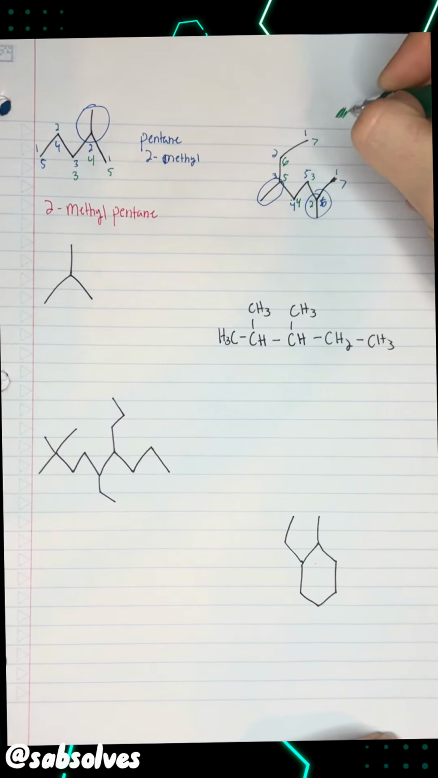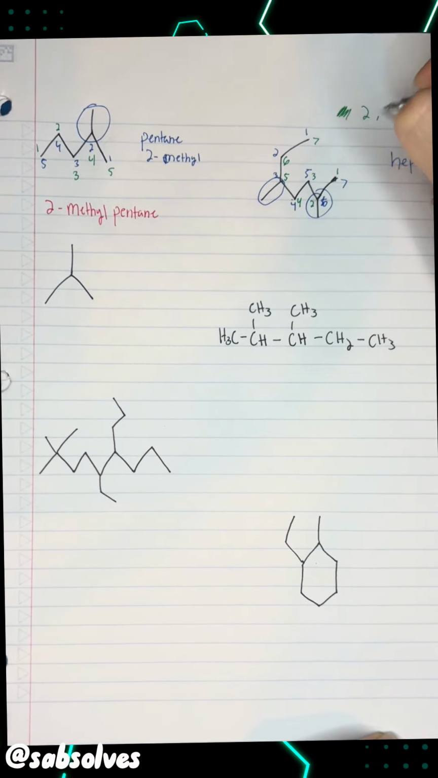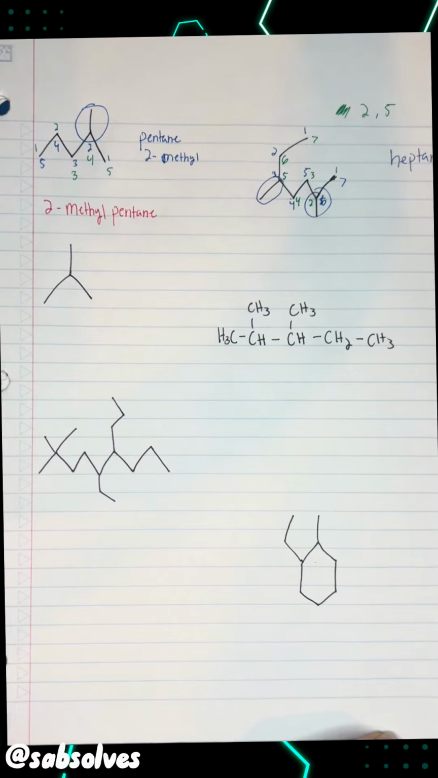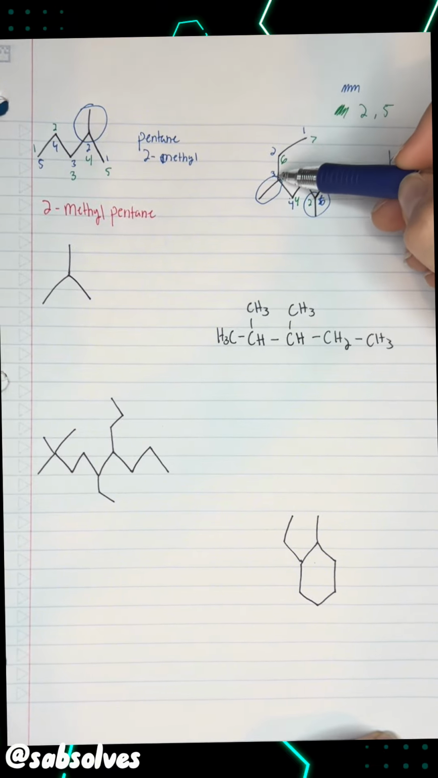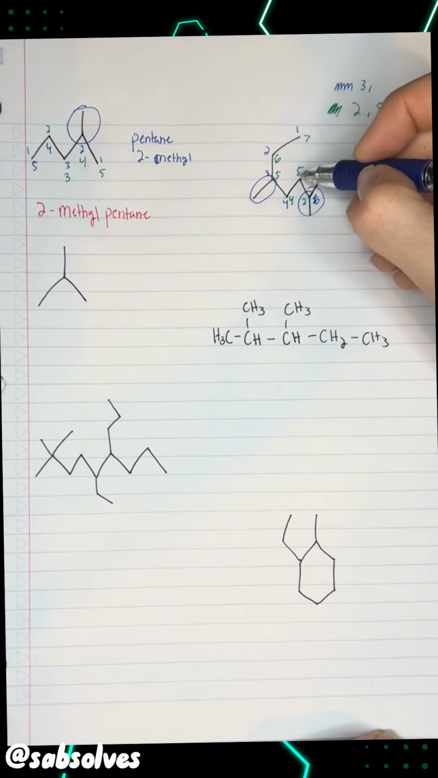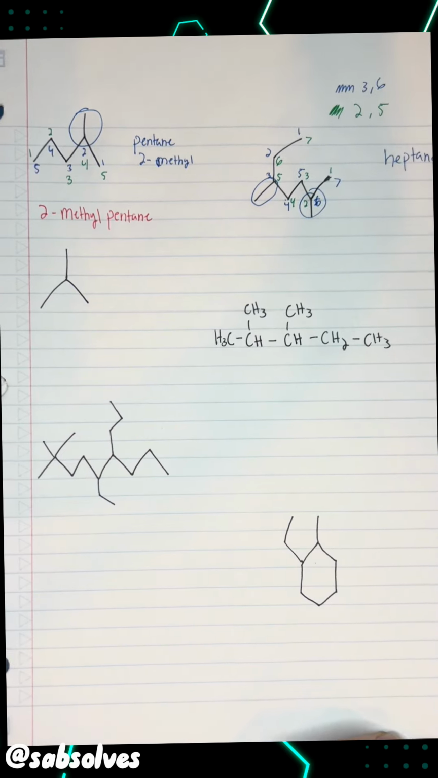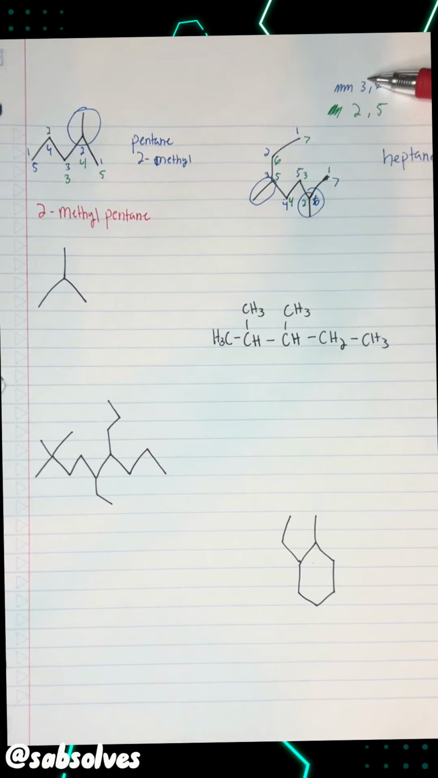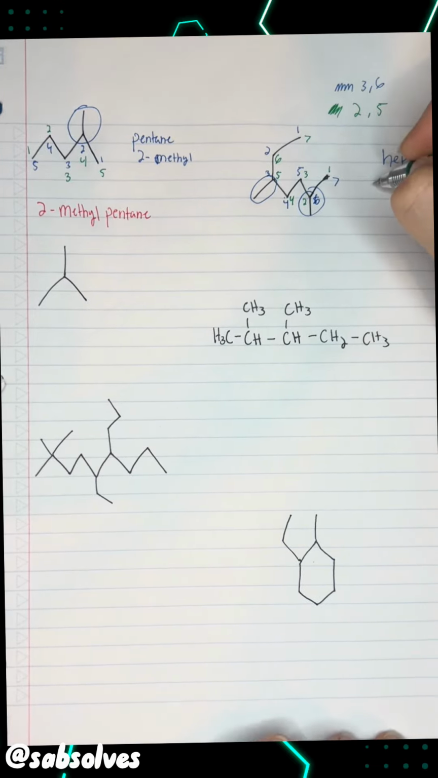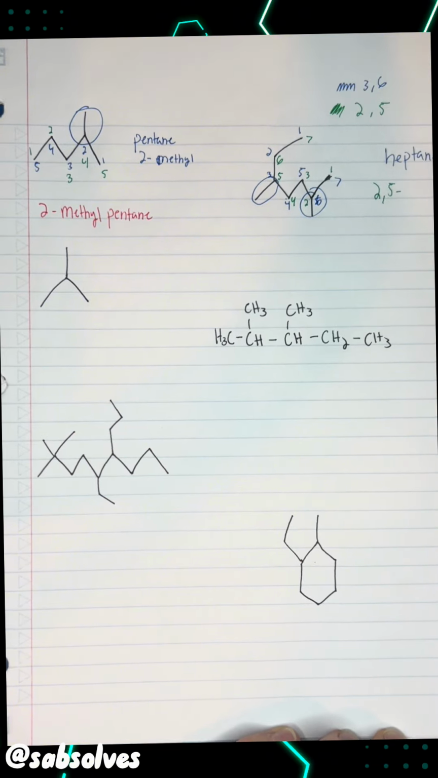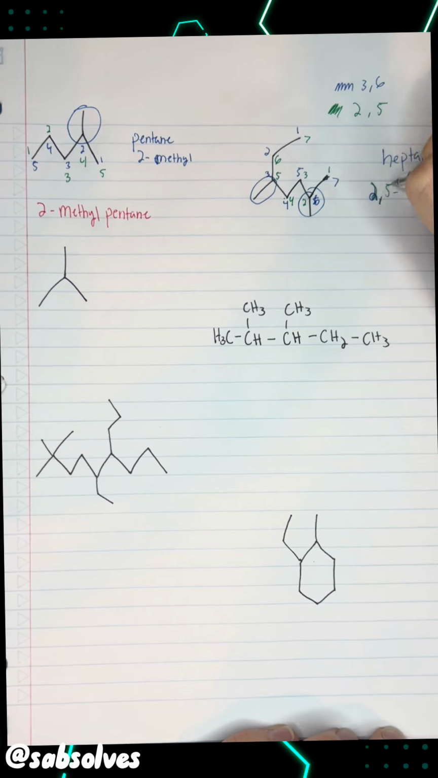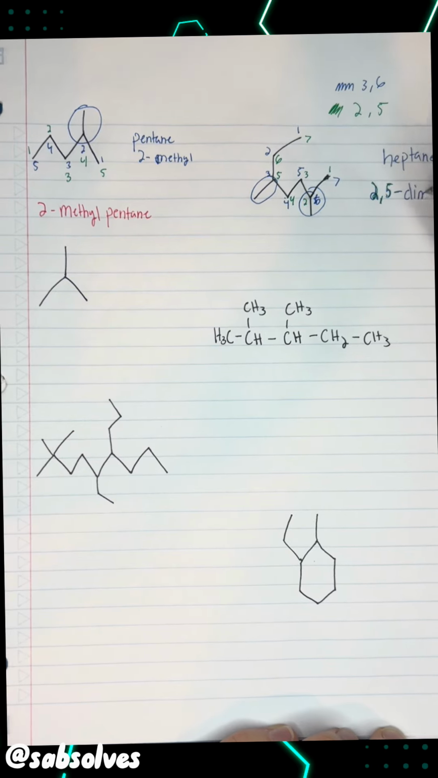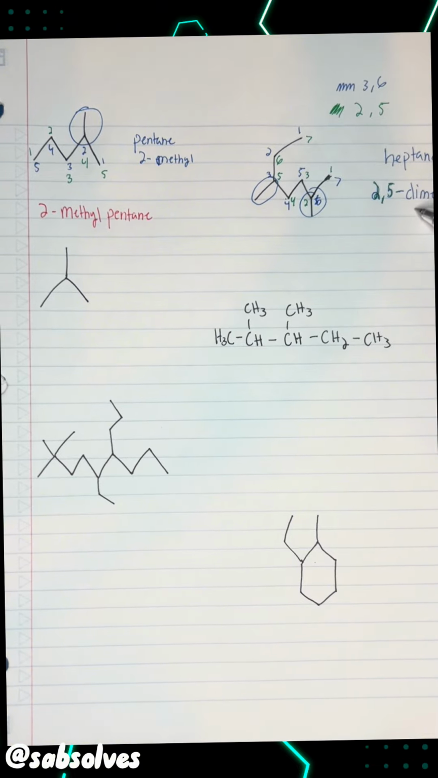So going green, I have a 2 and I have a 5. Going blue, I have a 3 and 6. So the green going right to left is better in this case because I've got lower substituents. A 2 is better than a 3. And if we kept going, a 5 is better than a 6. So I'm going to say I have a 2, 5, dimethyl. And the reason I put di is to show I have 2.